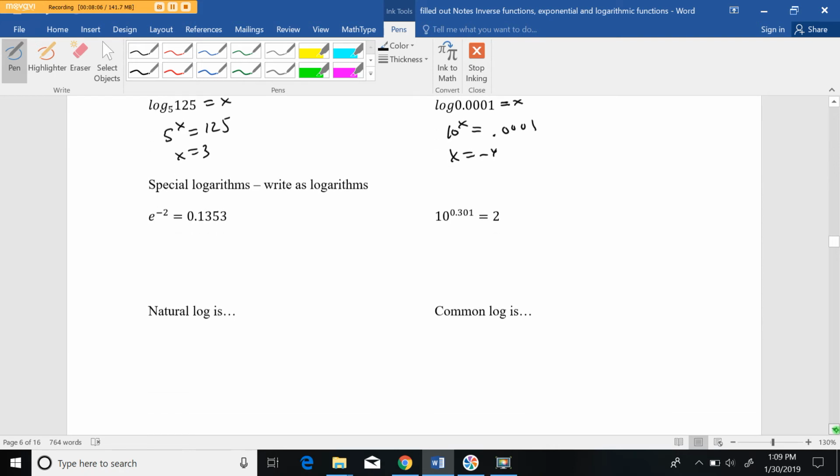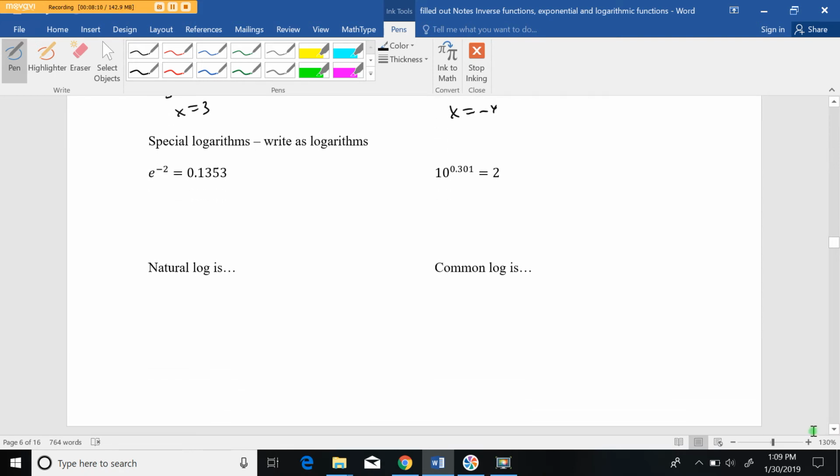All right, special logarithms, or write as logarithms here. So this is log base e of 0.1353 equals negative 2. I always want to check this. e to the minus 2 equals this number. You can also just write this natural log, or ln of 0.1353 equals negative 2. That's perfectly acceptable. Natural log is log base e. Again, the e is 2.7, goes on and on and on, and I'll talk more about what that is in other videos here.